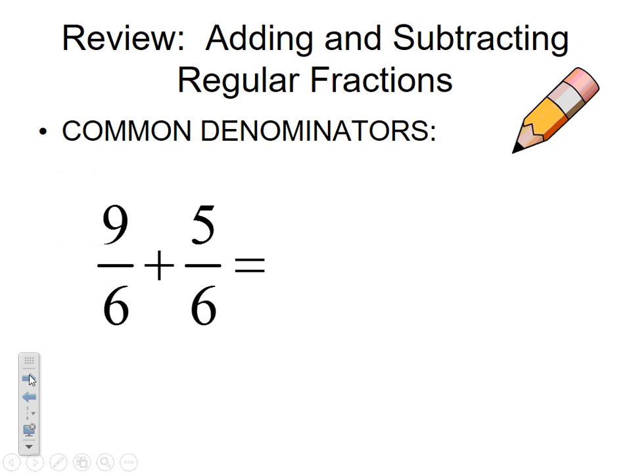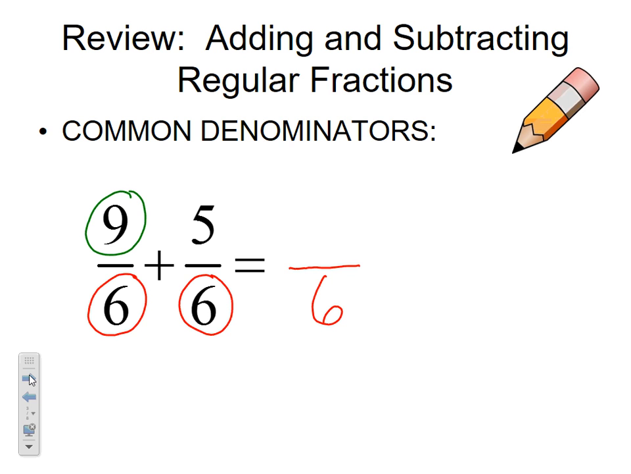All right, just a little review, make sure you have this down. When we're adding and subtracting regular fractions, we have to have common denominators. So in this one, it's really nice. Our denominator is already here. It's common. It's the same. So that's going to be our denominator when we get to our answer. Okay? Now, after we have a common denominator, we're just going to add our numerators together. So we have 9 plus 5, which gives us 14.